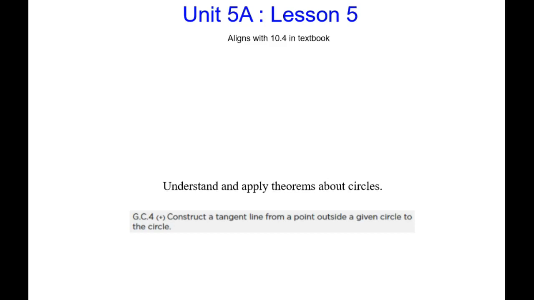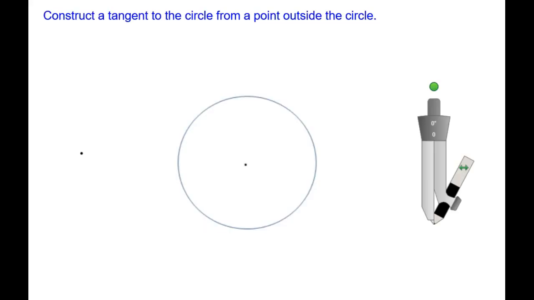Unit 5A, Lesson 5. In this lesson, we're going to do two constructions. One construction is going to be constructing a tangent line from a point outside a given circle to the circle. And the second construction is going to be constructing a tangent line to a point that lies on the circle. The first construction is constructing a tangent to the circle from a point outside the circle.